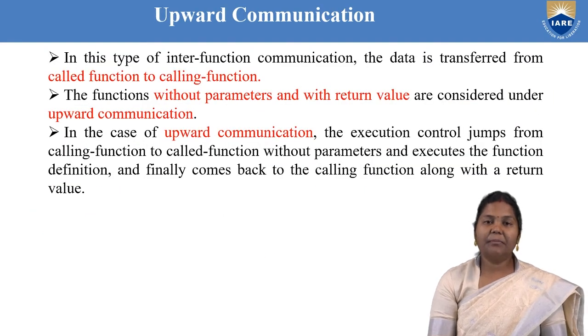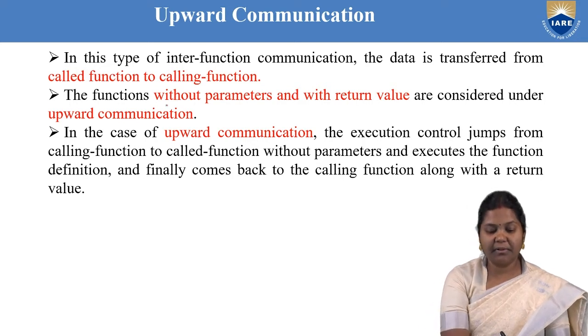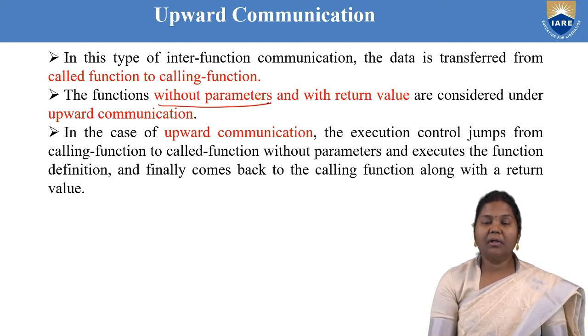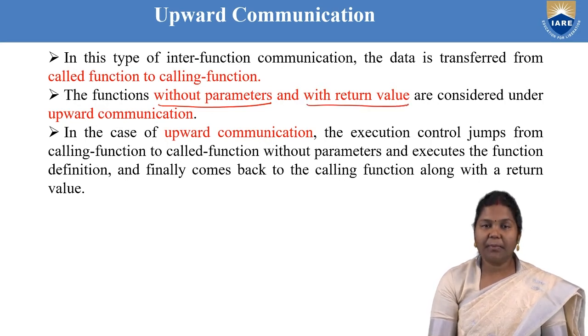The second type of communication is called upward communication. In this type of interfunction communication, data is transferred from the called function to the calling function. That means the function is without parameters. Whenever you call the function, the caller will not pass any parameters to the called function, but the called function returns some value to the caller, with a return value. So the functions without parameters and with return value are considered under upward communication.